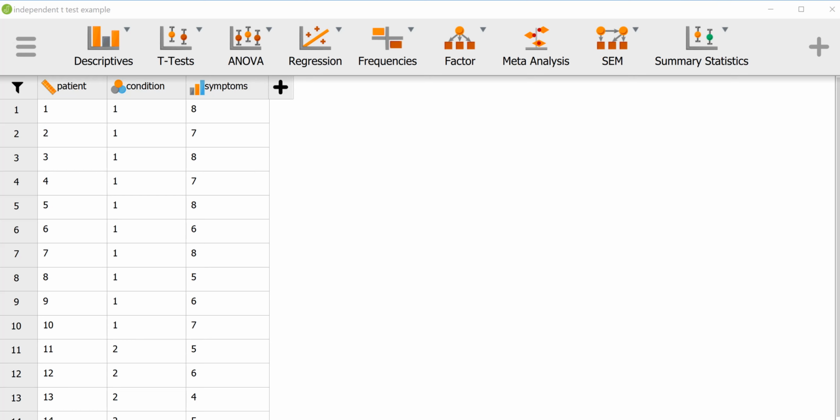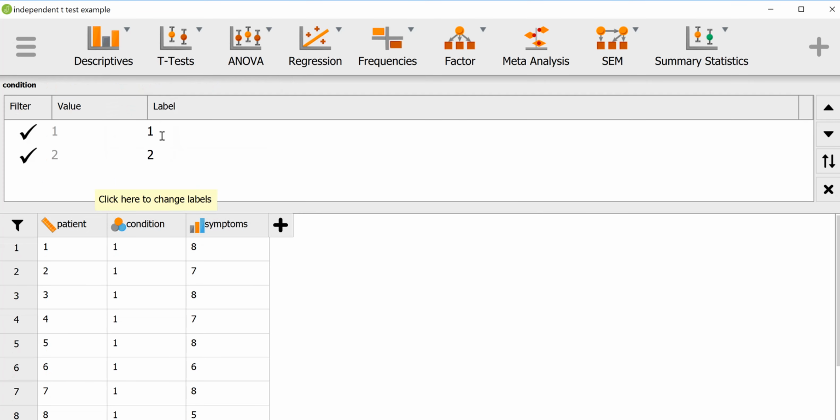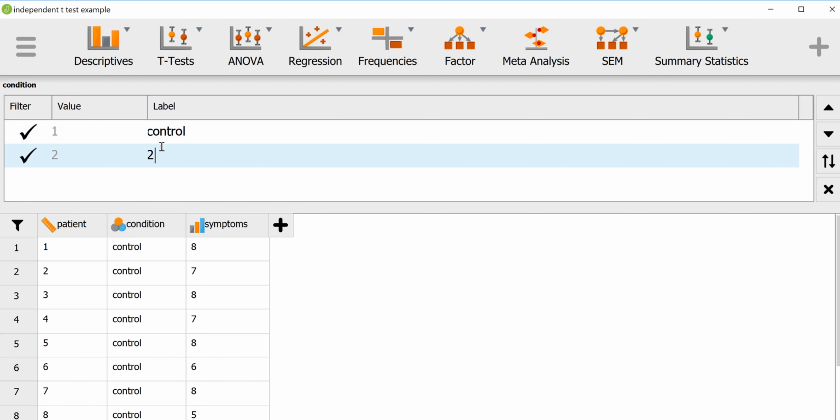Right. In this tutorial, we're going to do an independent samples t-test using JASP. So let's say we have a study where there is a control group and a treatment group. I'm going to go ahead and label those. So we have a control group and a treatment group.